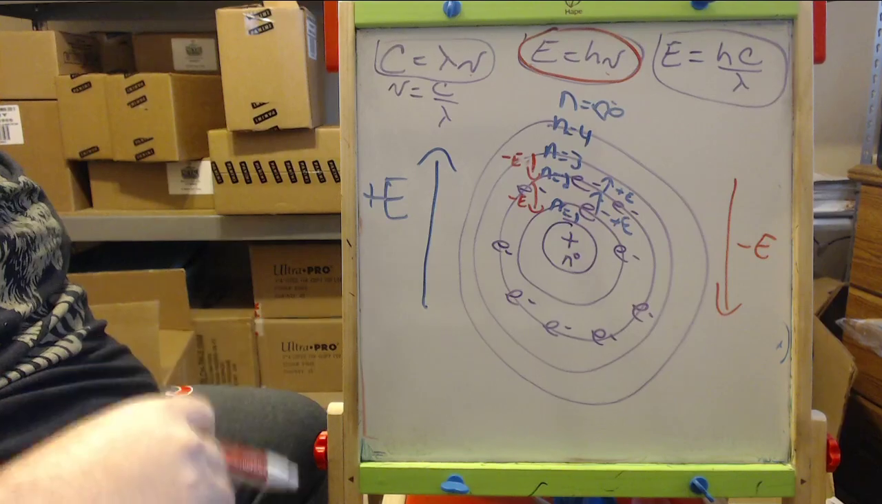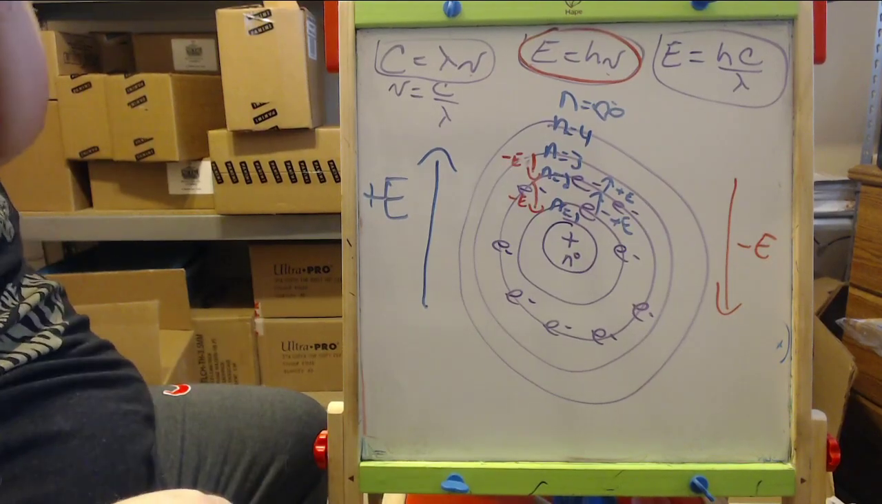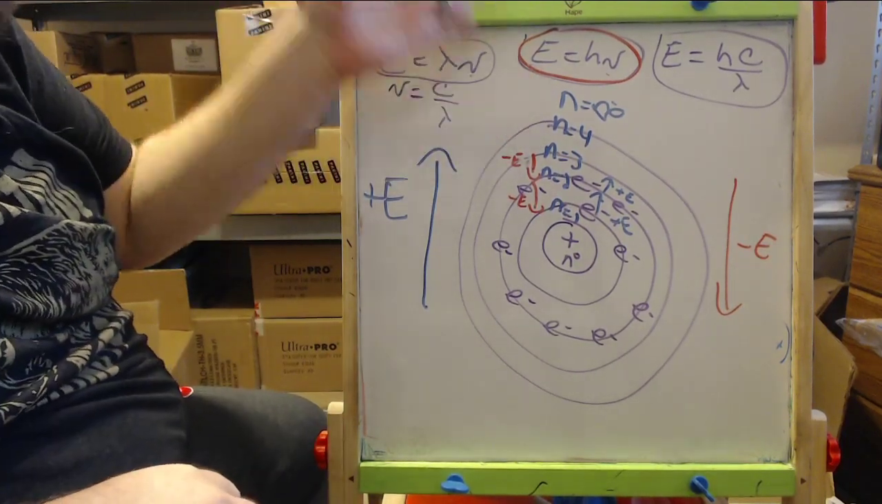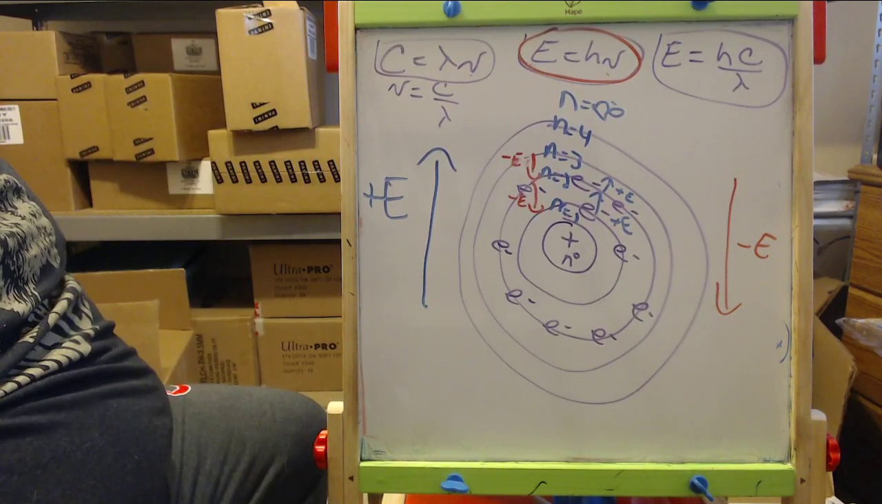This is known as the line spectra for the element. It's also the principle behind fireworks.